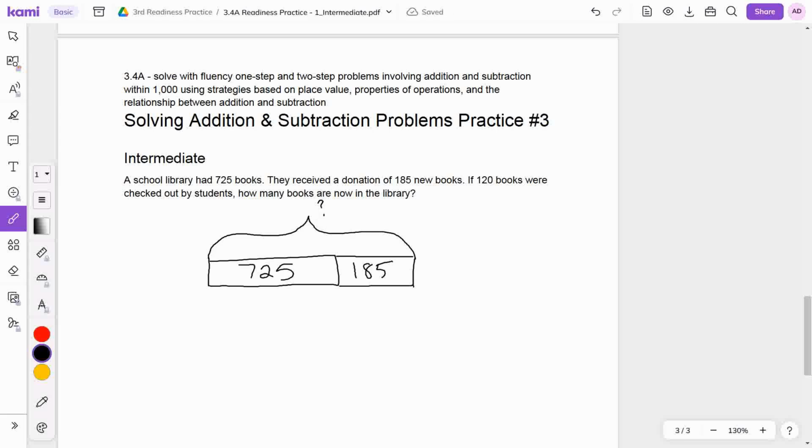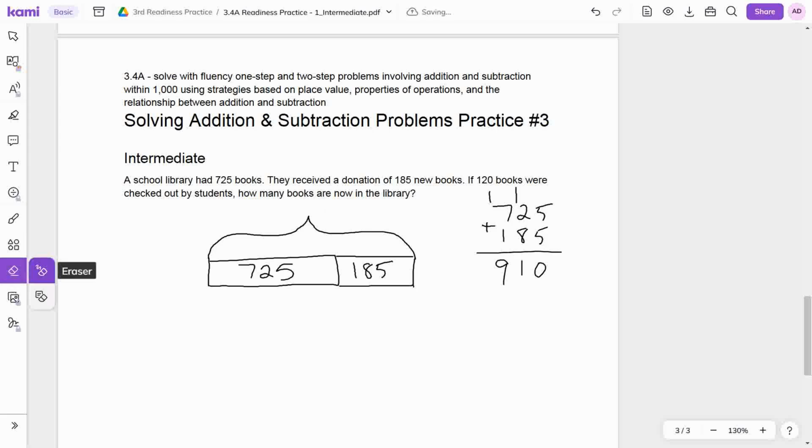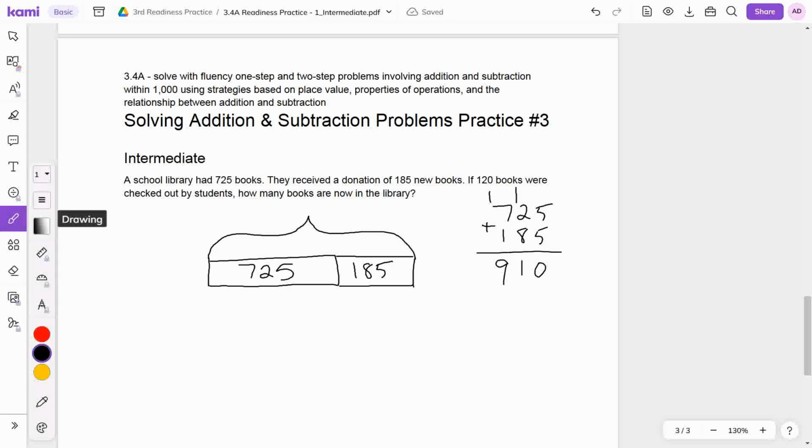I started with 725. If I get a donation of 185, let's add those two and see what's going to happen. All right, so that's going to be 10. That's 10. That's 11. That's 910. So I could say after my donation of 185 books, I've got 910 books.